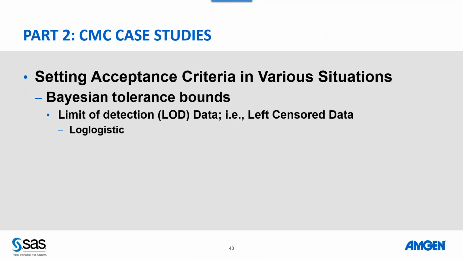We're going to show you how to calculate an upper bound for some limit of detection data that is left censored. The LOD is left censored, and we're going to use a log logistic distribution. So again, it's not easy to do this from the frequentist point of view, especially if you have censoring. We have time for a few more questions. We can stick around afterwards, but this is where we're going to start next Friday.